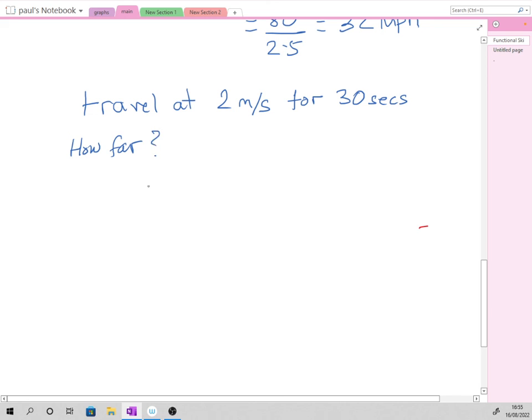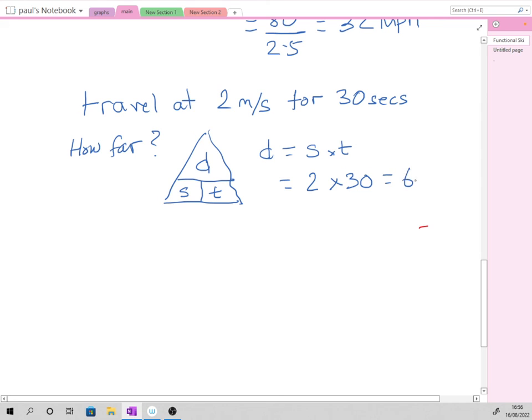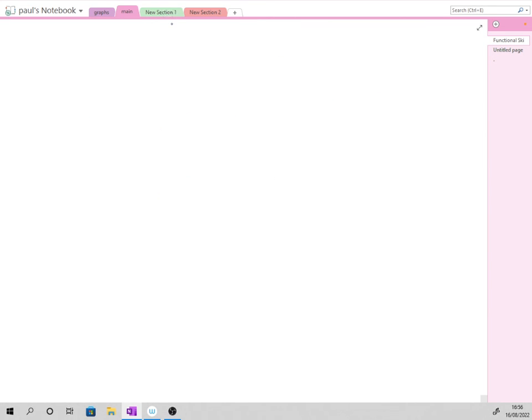Okay, how far? Right, so triangle once again. Of course, if this was paper, you'd only need to do it once in the corner. Now, how far? Distance. Remember, the distance equals the speed times the time. So the speed is 2 and the time is 30, which equals 60 meters. So we could travel 60 meters in 30 seconds. We're not going very fast, are we? Anyway, so watch out for the notation, and then we'll have a look at some others.